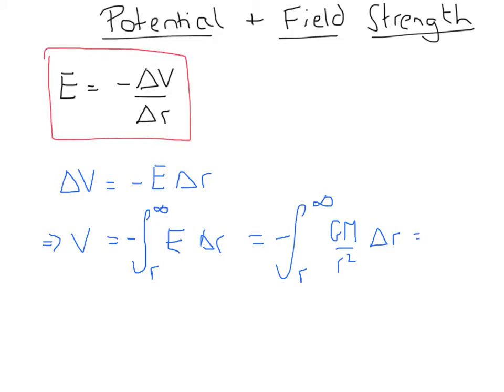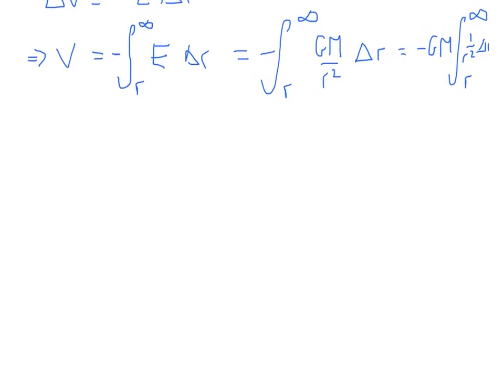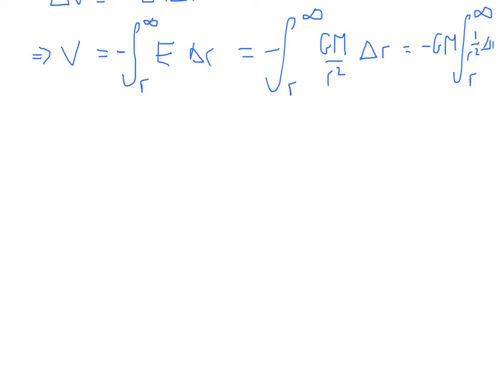And as G and M are not functions of R, we can move those outside. Gm integration between infinity and R of 1 over R squared delta R. So first let's consolidate that over here. So V is minus Gm integral of R to the minus 2, so we're just changing 1 over R squared into there, and dr.